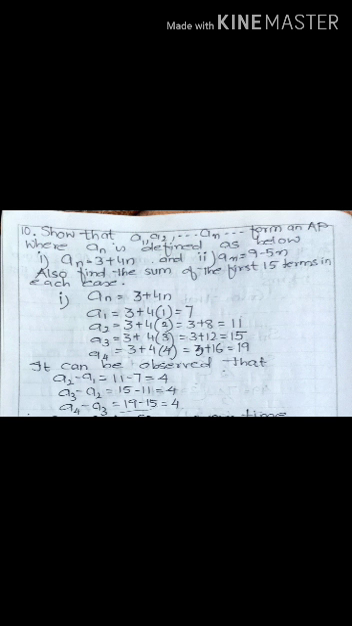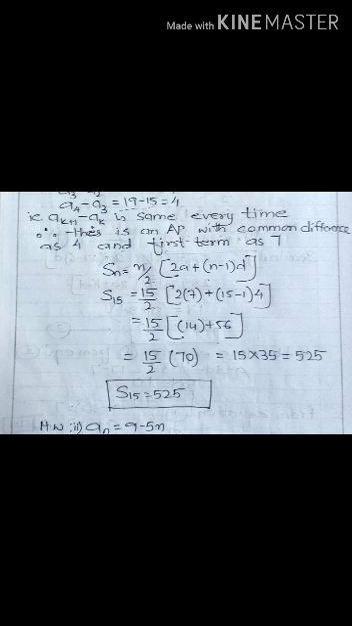So it can be observed that a2 minus a1 equals 11 minus 7, that is 4. a3 minus a2 is 15 minus 11, that is also equal to 4. a4 minus a3 equals 19 minus 15, that is equal to 4. That is, a(k plus 1) minus a(k) is the same every time. Therefore, this is an AP with common difference 4 and the first term 7.